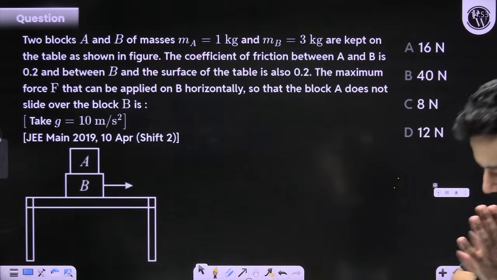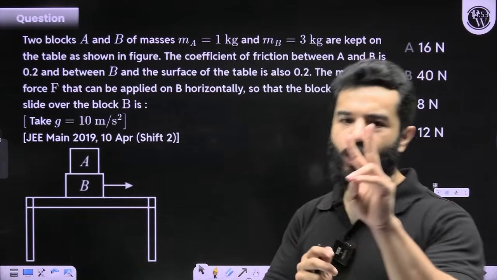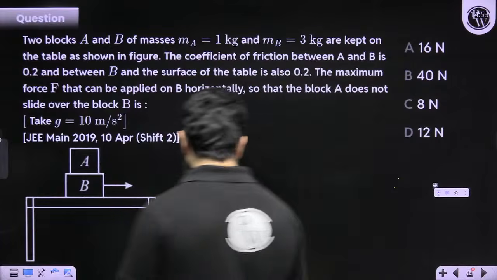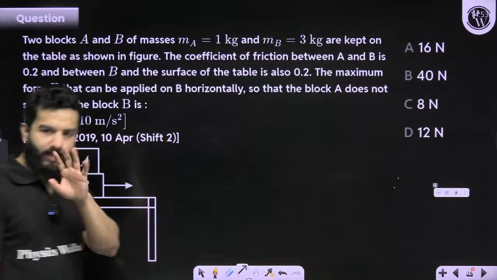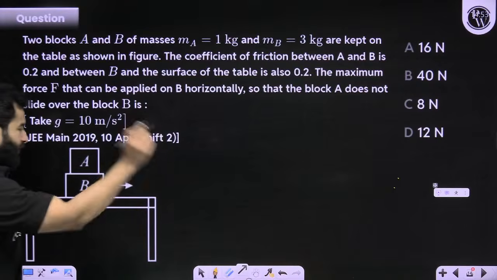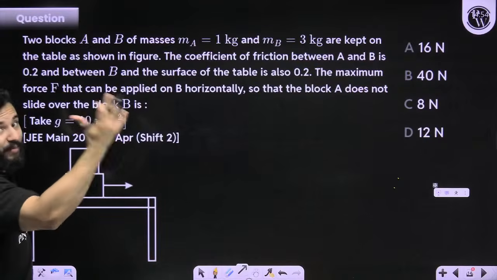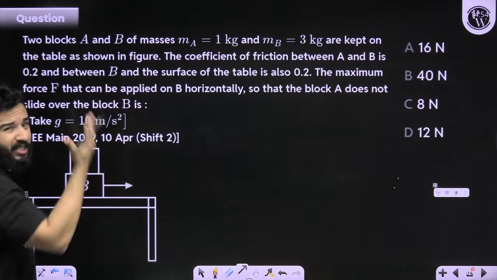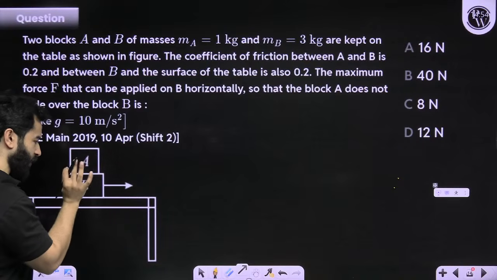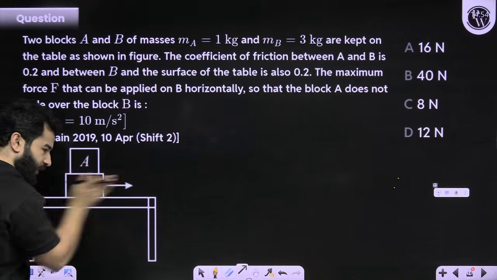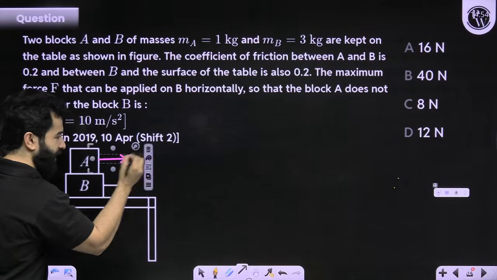In questions like this, hold on, let me explain it to you. Whenever you have got two block problems, first of all, understand what is the maximum acceleration of A. What could be the maximum acceleration of A? Maximum acceleration of A will be when block B moves in the forward direction, and friction force on block A will act in the forward direction.